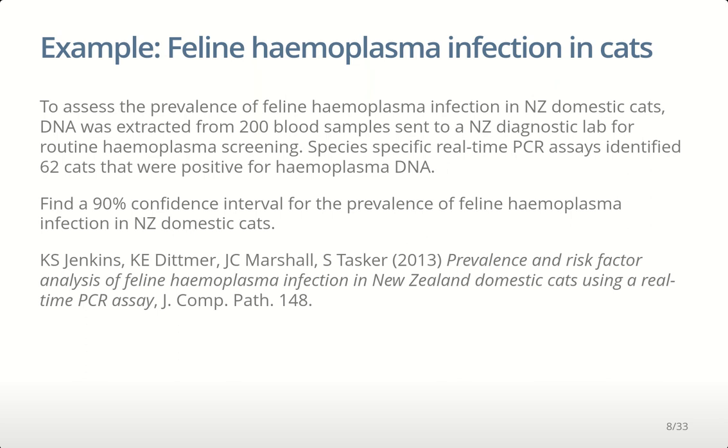is the prevalence, 0.31. Okay, so that would be our best guess at what the population proportion is. So the prevalence of feline haemoplasma infection in all New Zealand domestic cats, but we're going to have to add some uncertainty around that, right? And we want enough uncertainty so that we can be 90% confident.